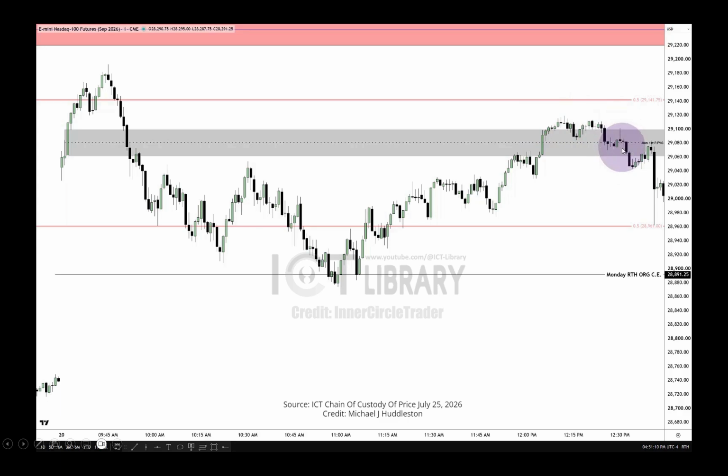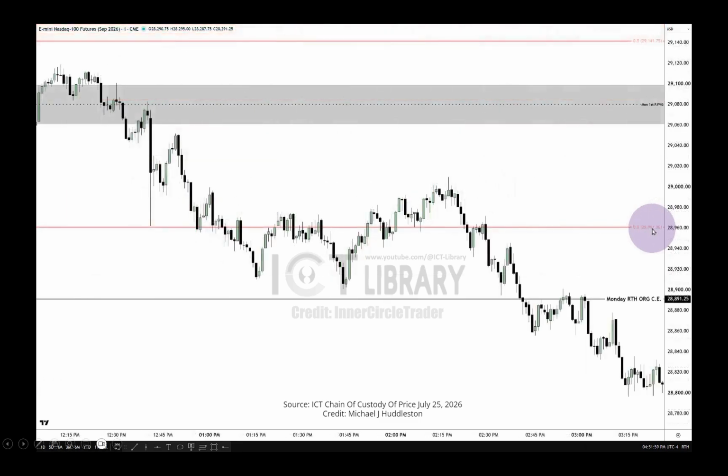Getting to the high of it here. Consequent encroachment here, and then it falls out of bed. Goes down to the lower discount wick consequent encroachment here. Extending over. Here's that drop. Went down to it here. SIBI. Breaks lower. We're working around that midpoint on that discount wick. And then we went down to Monday's regular trading hours opening range gap, consequent encroachment again.